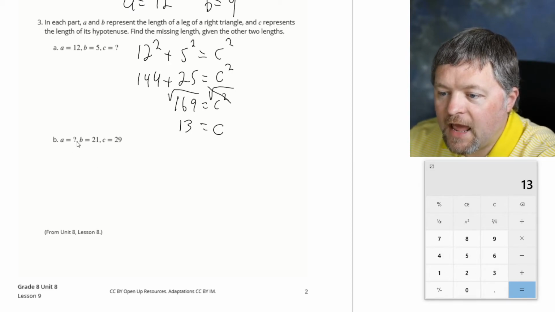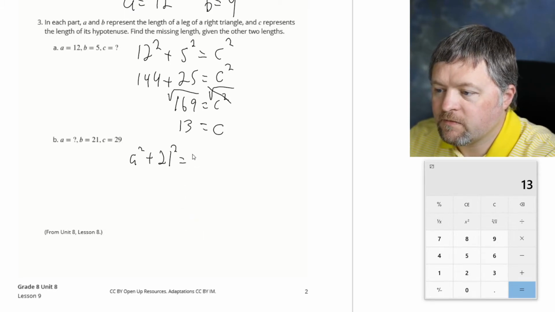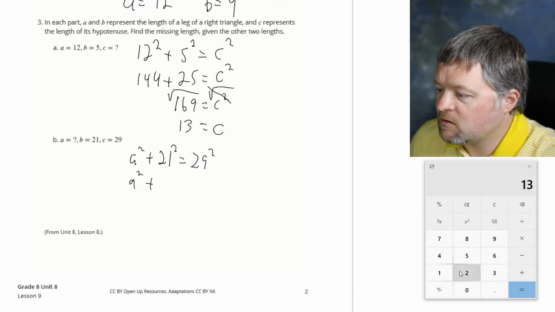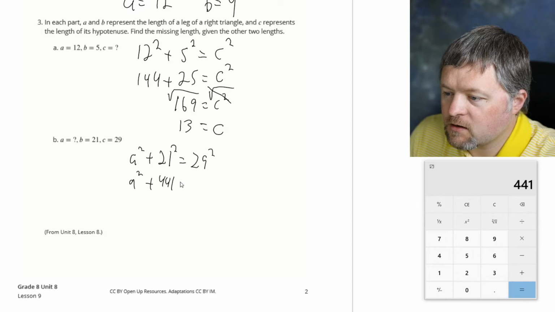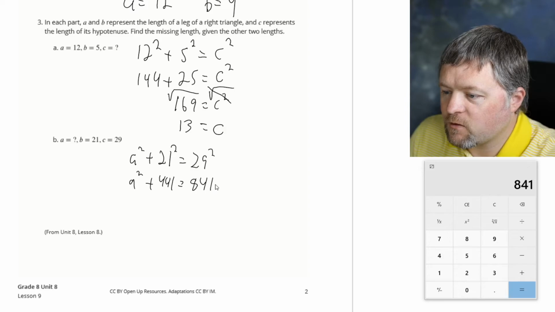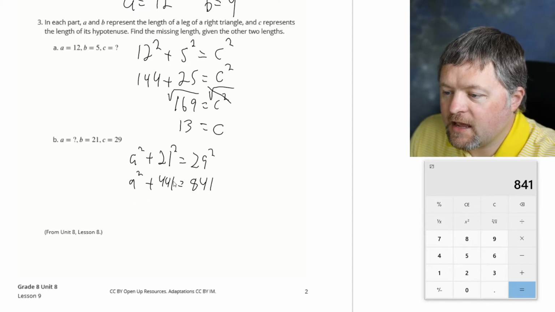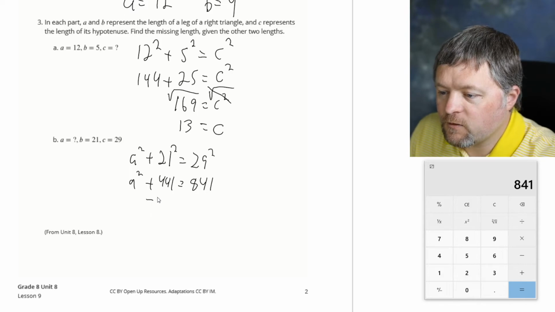Now, our next one, A, we don't know. So A squared plus B, which is 21, squared equals C squared, which is 29 squared. A squared, we still don't know. 21 squared is 441. Equals 29 squared, which is 841. Before we can finish isolating the A, we have to get it alone on one side of the equal sign, so we have to get rid of this 441.